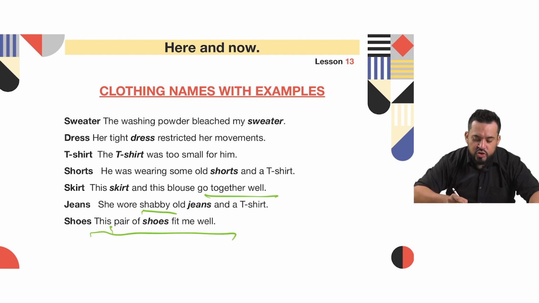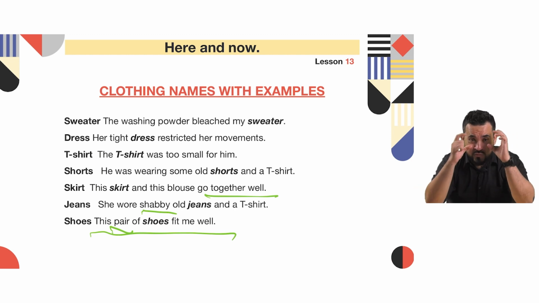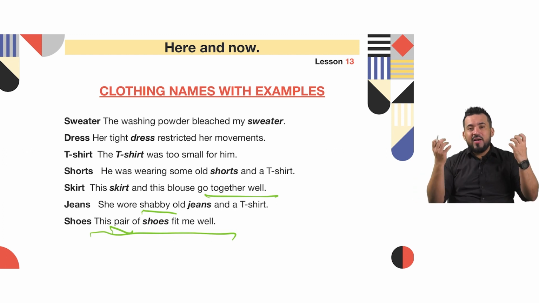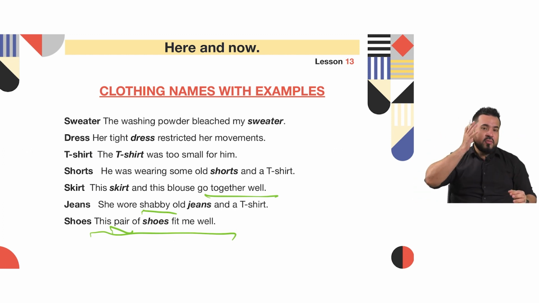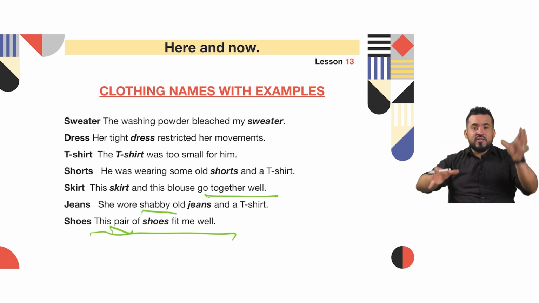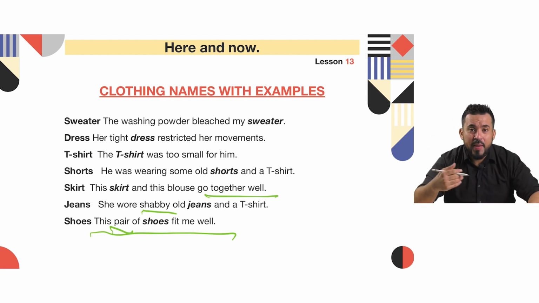Normally with shoes we use pair because there are two of them. We use pair with glasses because there are two lenses. We say pair of glasses, pair of shoes, pair of gloves, you know, anything that is a pair, pair of pants or pair of trousers because it has two legs. So we always use pair with those.